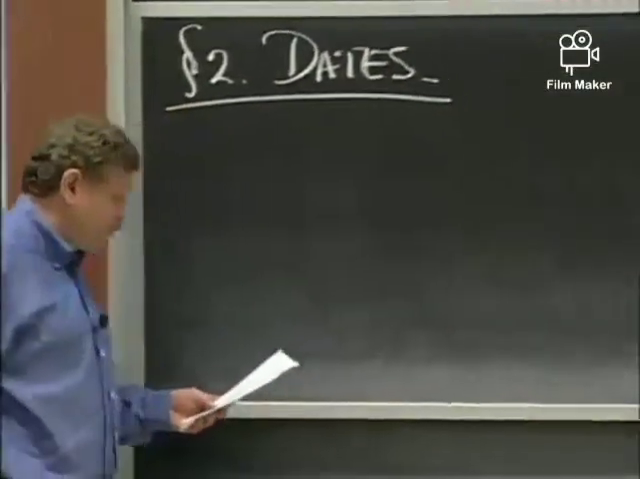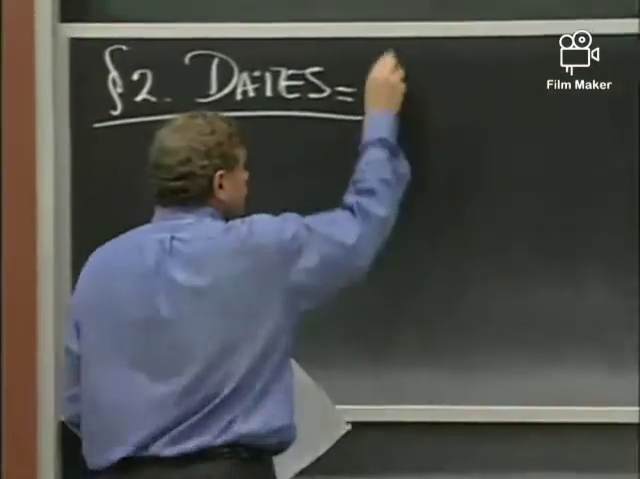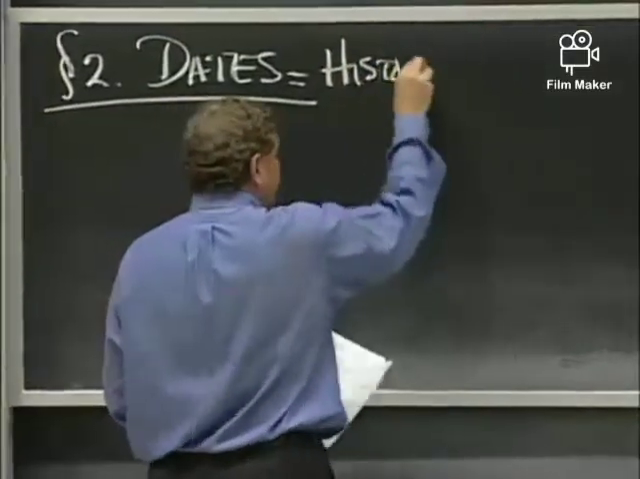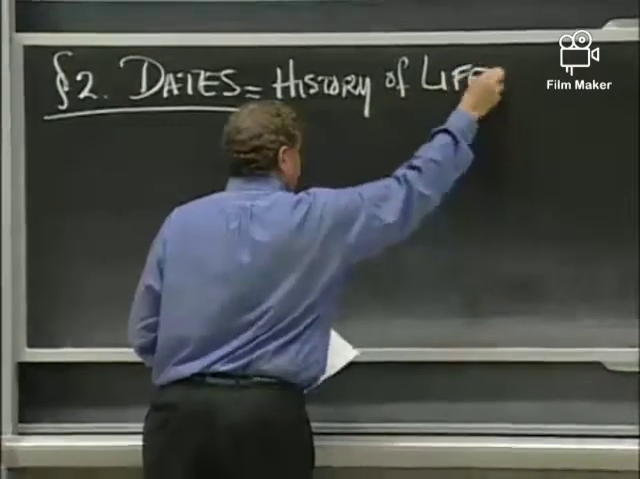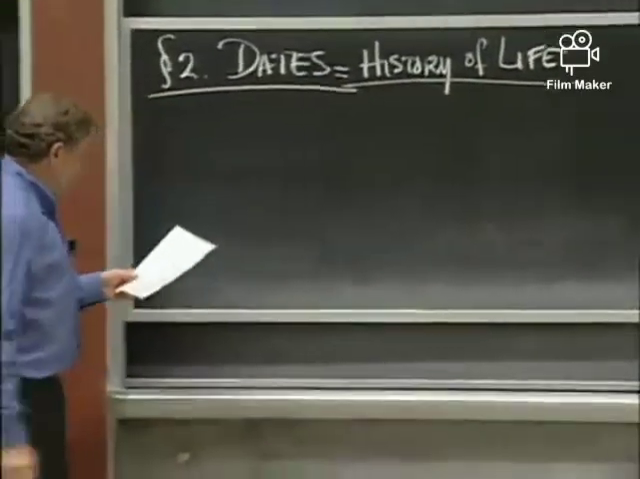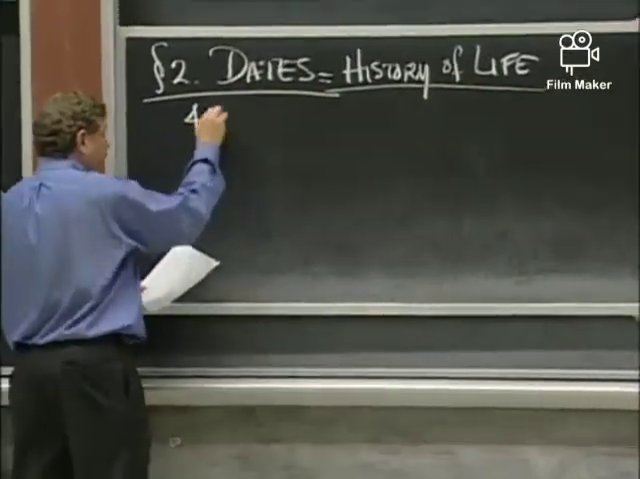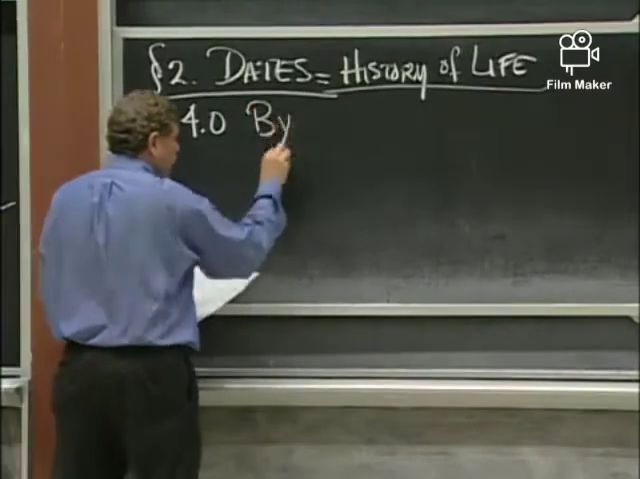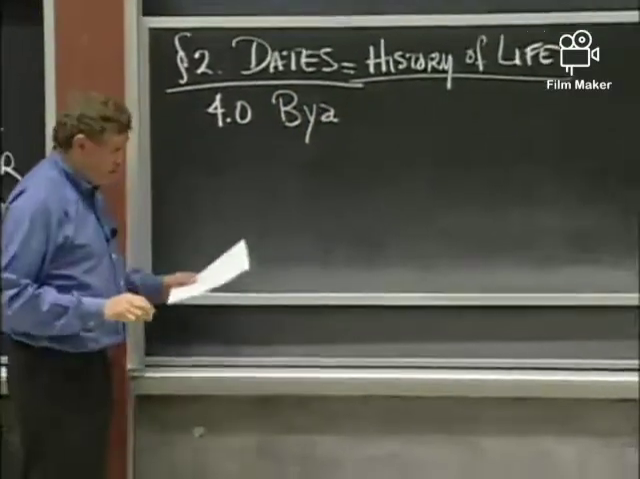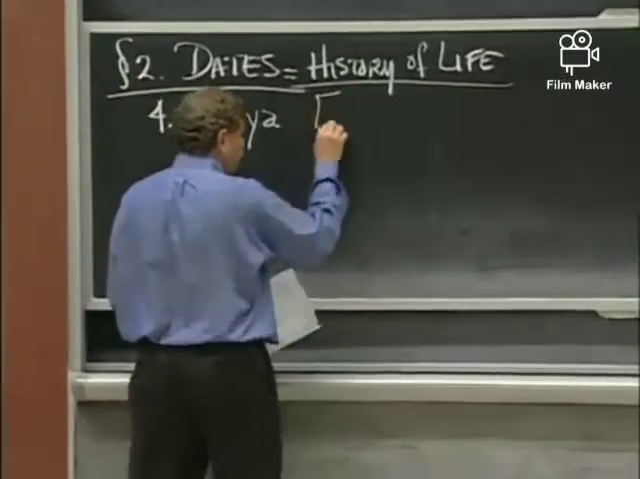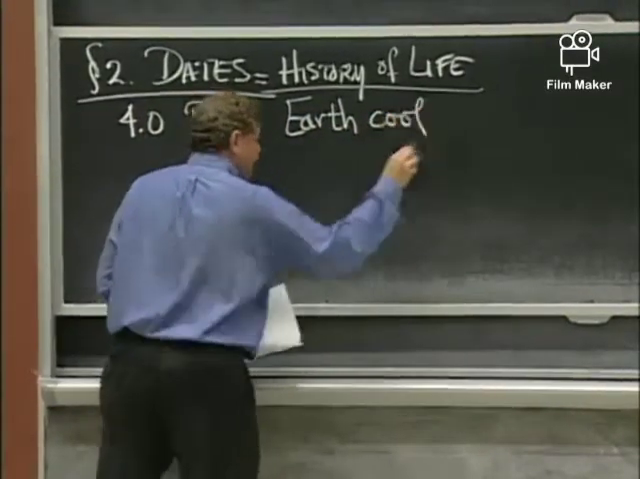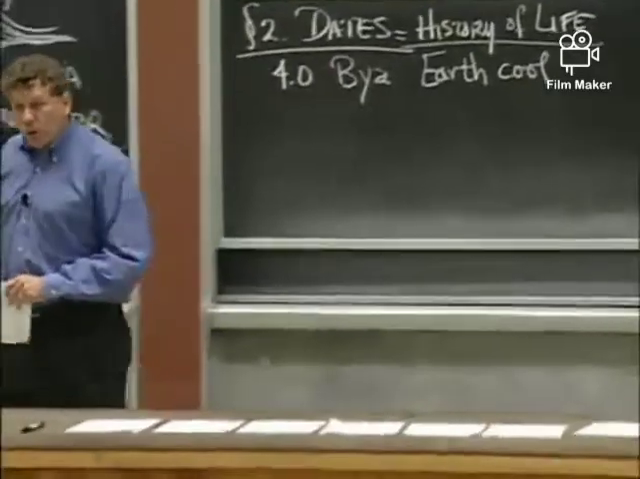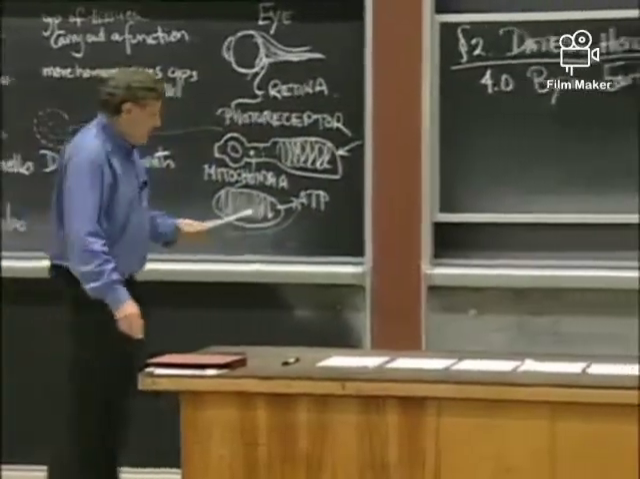Important dates in the history of life. Again, to provide perspective. We're not going to focus on lots of them, but a few that you should know. About 4.0 billion years ago, BYA means billion years ago, the Earth cooled. Before that, it was a hot molten mass. Until it cooled, there was no real prospect of life.